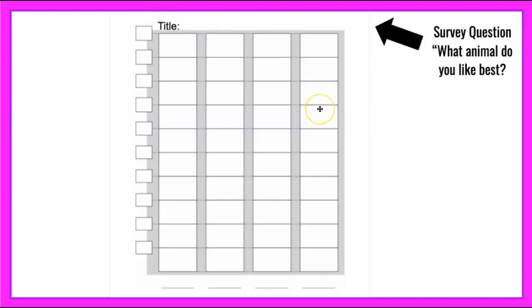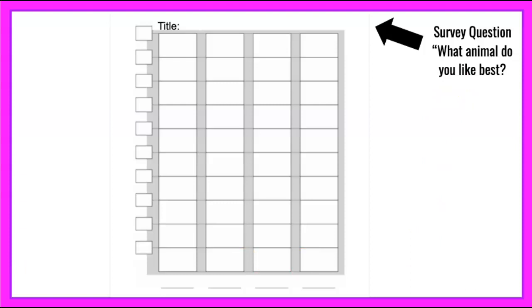So we need to know how to organize our data first. So first, we need to decide a good title for our bar graph. Now, remember, our survey question was, what animal do you like best? And the title of our graph should be really similar to our survey question. Now, we are going to turn the survey question, what animal do you like best, into our title. Any ideas on how we could do that?